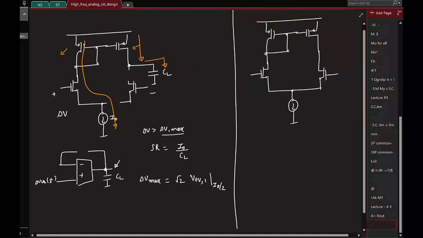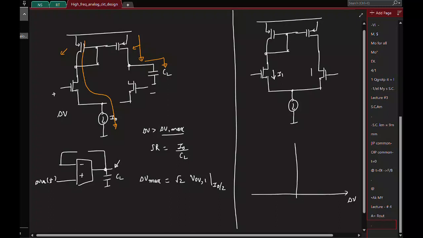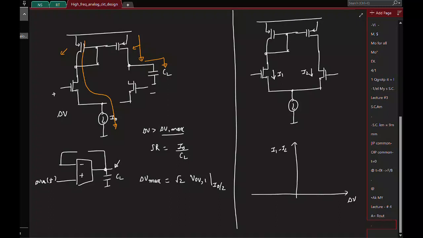So here, let's say I try to sketch the difference in the two currents as a function of the delta V I apply at the input. Okay. So when delta V is 0, what can you say about the difference in the currents? 0, because both of them will be carrying I naught by 2 and I naught by 2. If I increase delta V, what happens to the differential current?